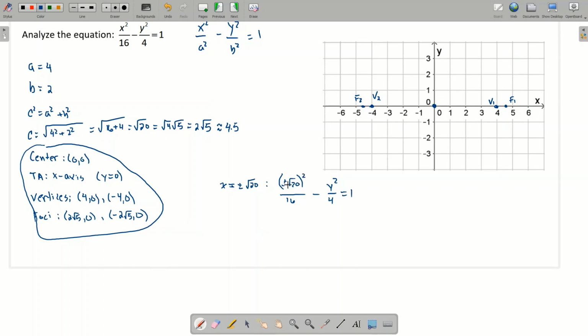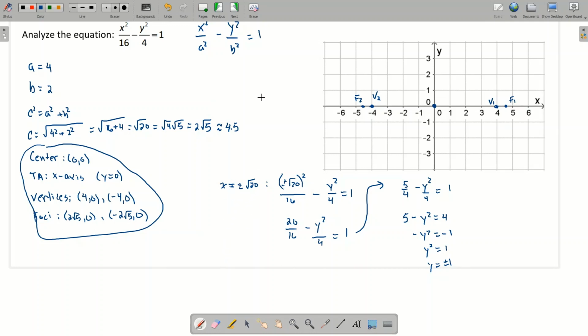The square is going to cancel the plus and minus, and it's going to cancel the square root. So you just have 20 over 16 minus y squared over 4 equals 1. You can reduce that fraction. They're both divisible by 4. That just becomes 5/4 minus y squared over 4 equals 1. We can get rid of the denominator by multiplying everything by 4, which just gives us 5 minus y squared equals 4. Subtract the 5 over, negative y squared equals negative 1. Cancel the negatives, y squared equals 1. Take a square root, but don't forget you're going to get a plus or minus 1.